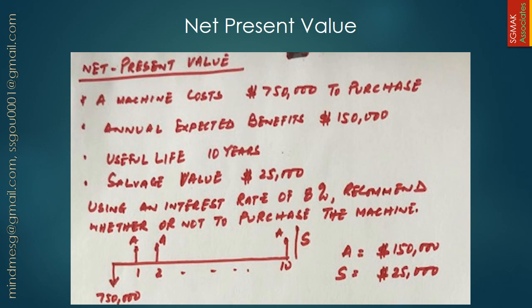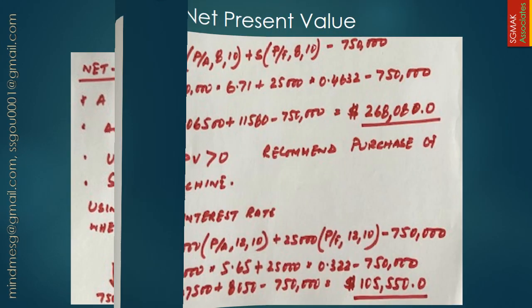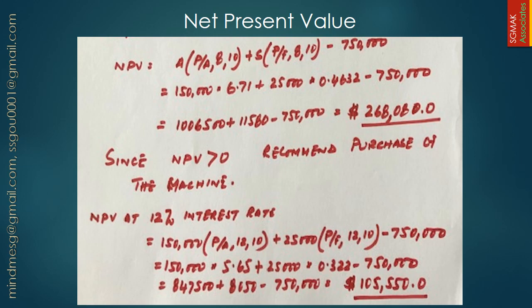So net present value by definition is the difference between the present value of all benefits minus the present value of all costs. So let's look at how we compute net present value. We took the annual benefit and found its present value by using the P over A factor at 8% rate for 10 years. We are taking cash flow at the end of each year for 10 years.